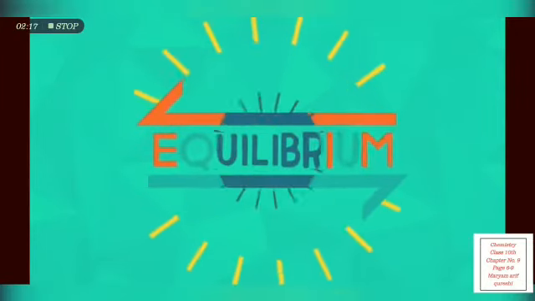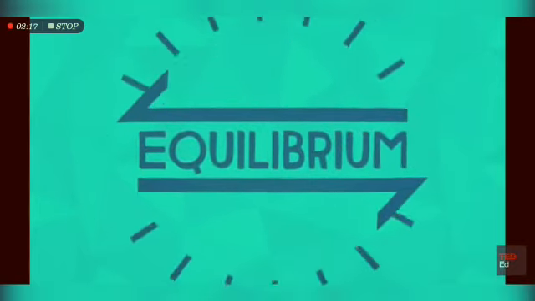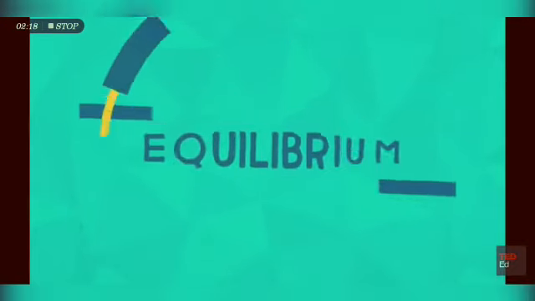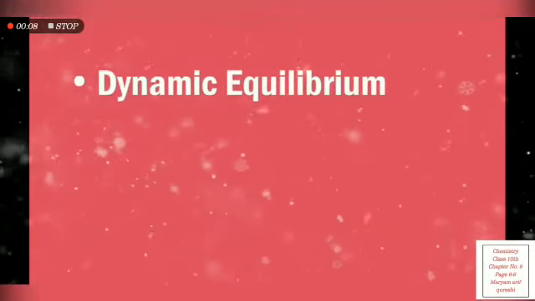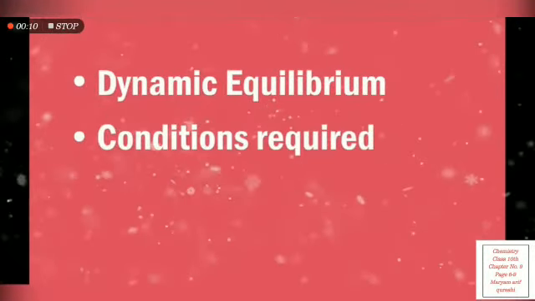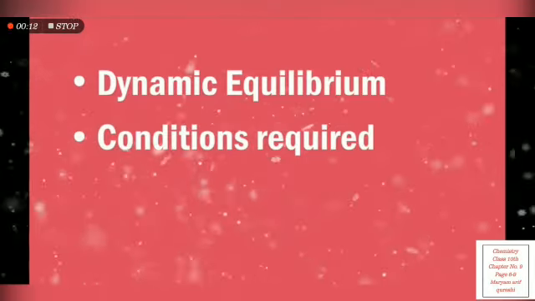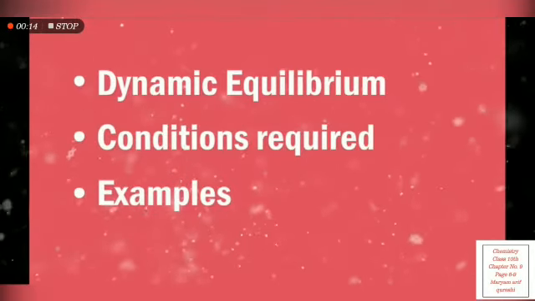Okay, now let's talk about the equilibrium in a chemical reaction. Whenever you will see double-headed arrow, we will talk about the dynamic equilibrium in a chemical reaction. So in dynamic equilibrium, we will study three main things about the definition, the condition required to achieve dynamic equilibrium, and some of the examples.